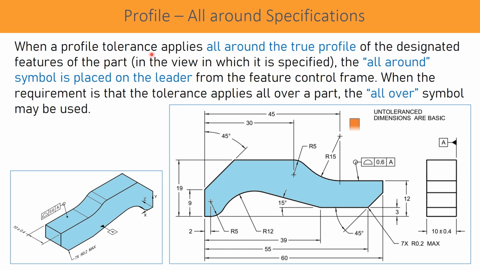When a profile tolerance applies all around the true profile of the designated feature of the part in the view in which it is specified, please note here that in this view, if it is applied all around, the profile shown in this view is controlled all around, and it is shown with a leader line. When there is a requirement of the tolerance applying all over the part, at that time the all over symbol is used. That is discussed in a later slide.